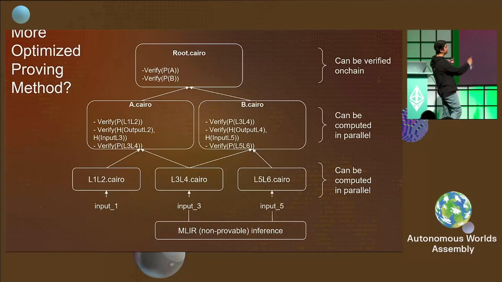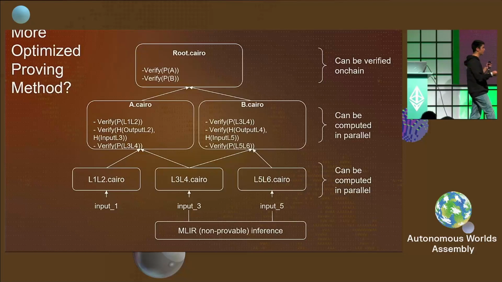What we have at the end is just a verification of the A and the B computations. What does that mean? That means that our proof at the end is much smaller. It's not the proof of all the different layers, it's just the proof of the verification.